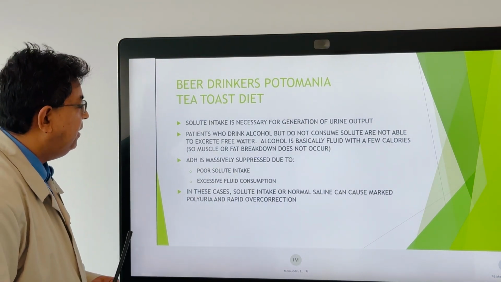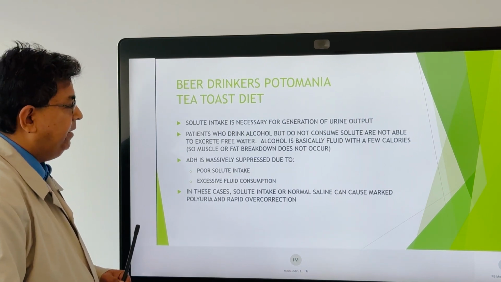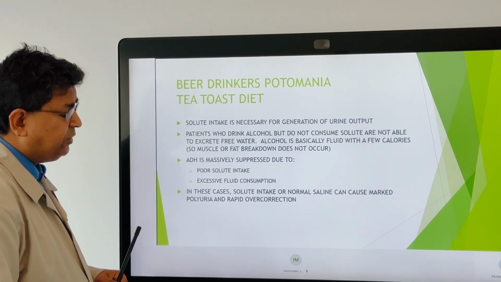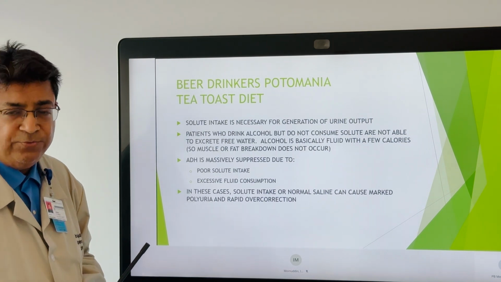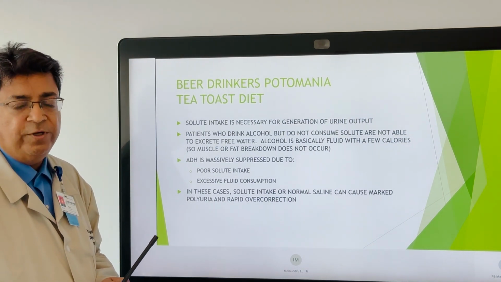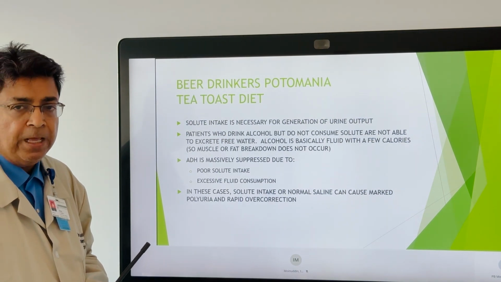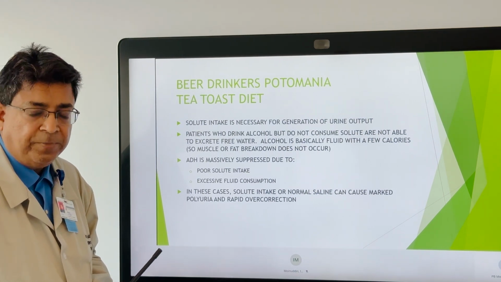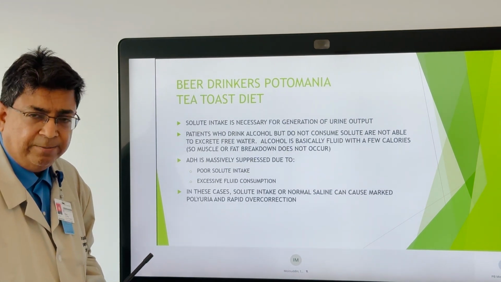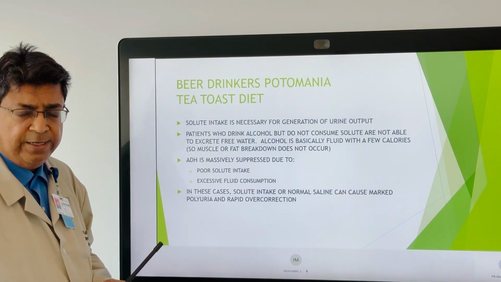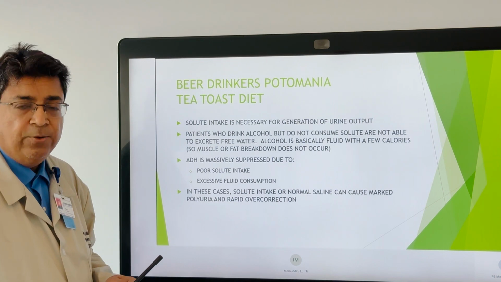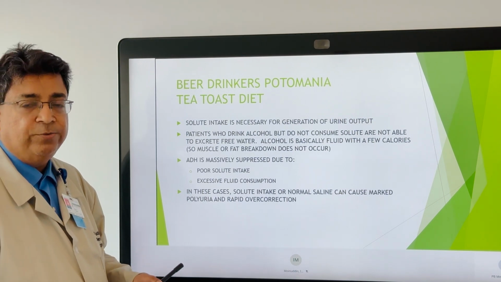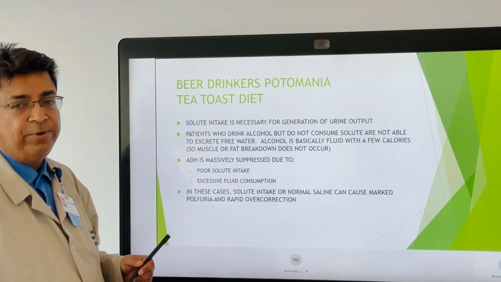Beer drinkers' potomania or tea and toast diet should be discussed in detail. First thing to understand is that solute intake is very important in order for you to generate urine output. If you do not generate solute, you cannot generate urine output. Normal people, if we were to drink lots and lots of fluid and not eat solute, we would break down muscle and fat. And that breakdown would generate solute, and we would generate urine, and we would get rid of excess free water.